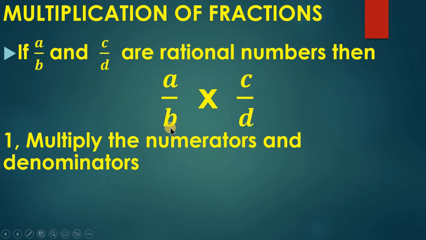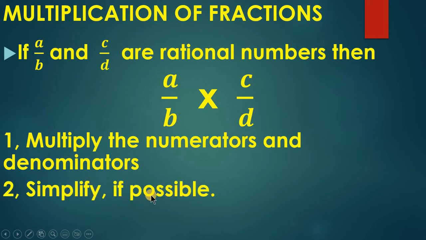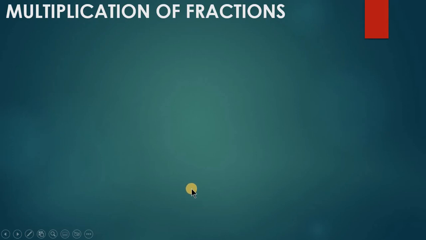Then dito naman, so we will multiply the denominators, which is bd. So b times d is bd. And then after that, kapag nakuha na natin yung product, so simplify if possible. So kung pwede, simplify natin in its simplest form. Okay, so let us have an example.